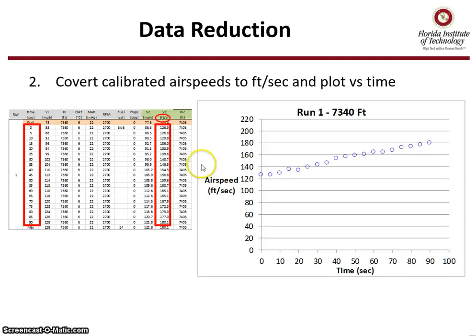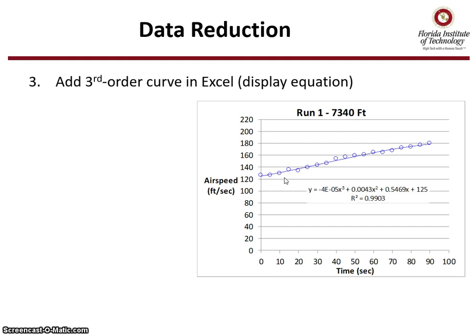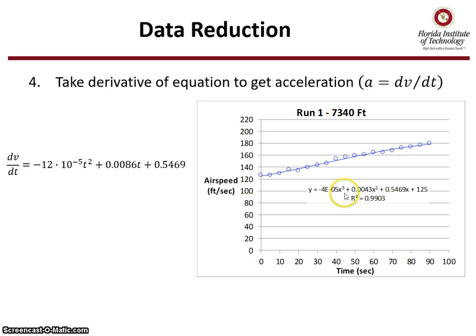Step 2 is to convert calibrated airspeed to feet per second and then plot versus time. So here's calibrated airspeed in miles per hour, just convert that to feet per second and then generate that versus time. With that plot, we're going to add a third order curve fit in Microsoft Excel and make sure you display the equation, because in step 4 we're going to take the derivative of that equation. That gives us acceleration, or dv/dt.